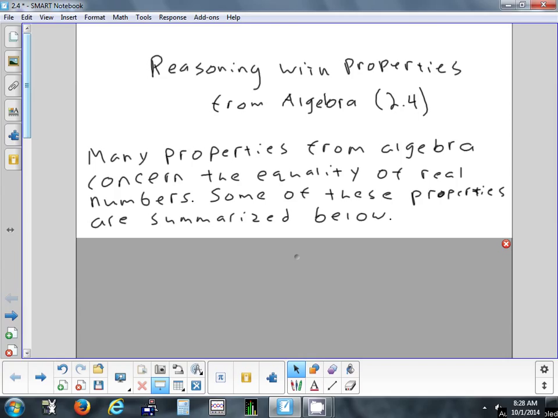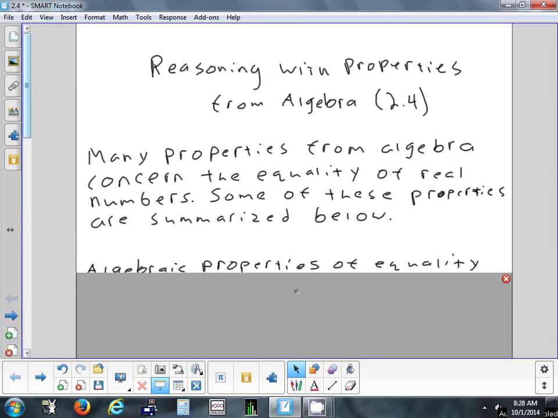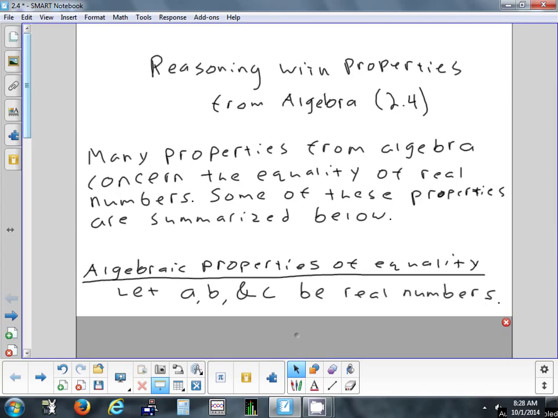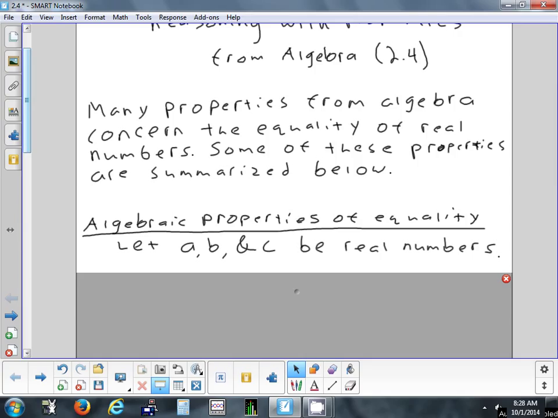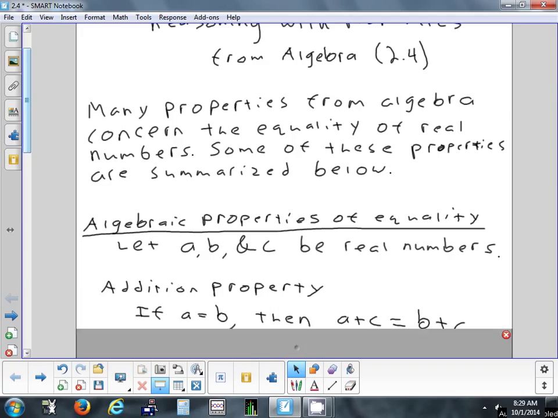Okay, so a lot of properties we have from algebra have to do with equality of numbers. And we'll look at a few of these properties right here. These are the properties you use when you're solving equations. Add the same number to both sides, subtract the same number from both sides, all those properties. So A, B, and C can be any real number that you want. It can be positives, negatives, fractions, or decimals.